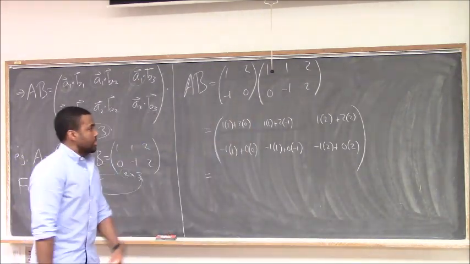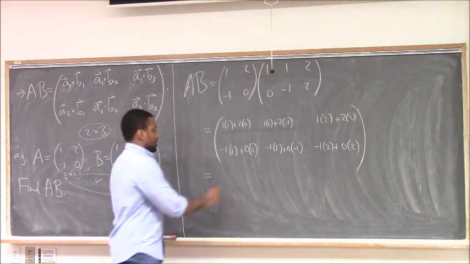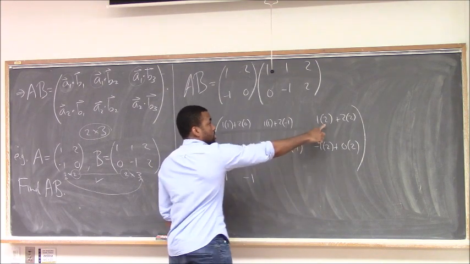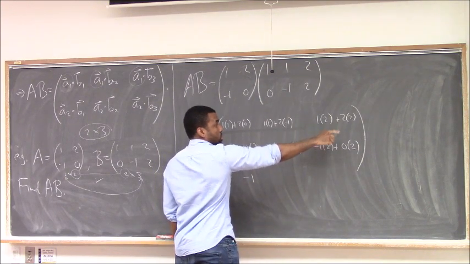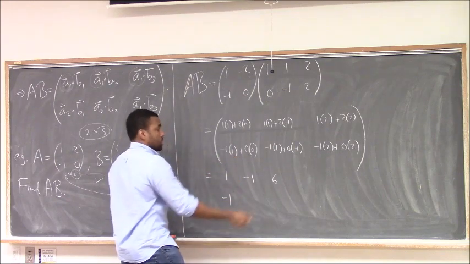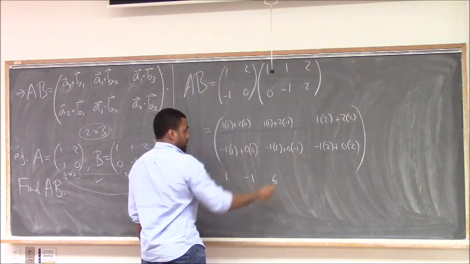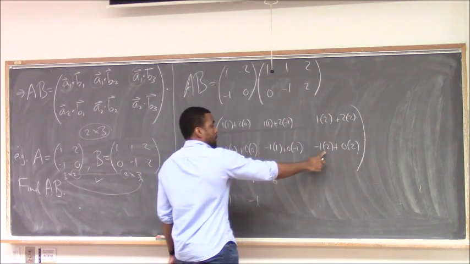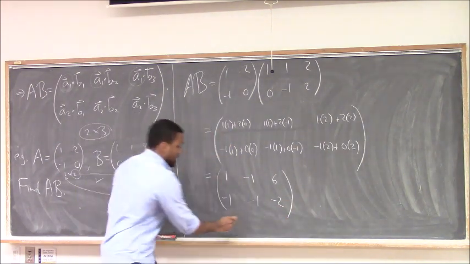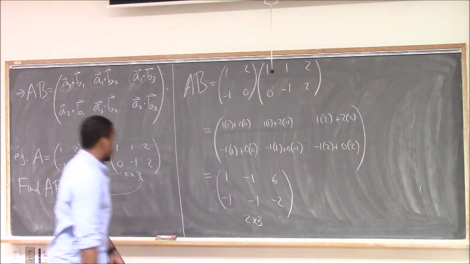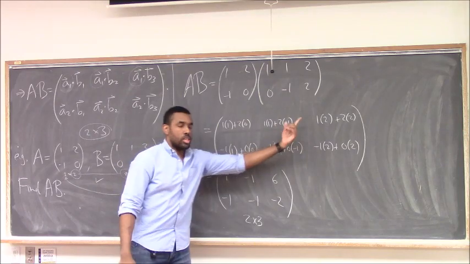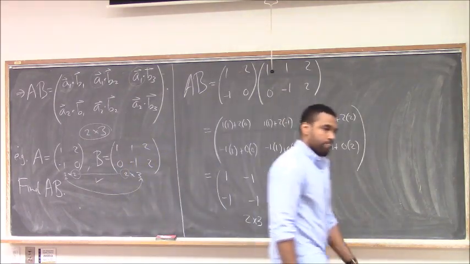Now, you just simplify. That's just 1. This is 1 minus 2, which is -1. This is 2 plus 4, 6. Minus 1 plus 0, minus 1. Minus 1 plus 0, minus 1. Minus 2 plus 0, minus 2. This is your result. Notice that it is a 2 by 3, so you did something right. And as long as you did these dot products correctly, that would be the answer.